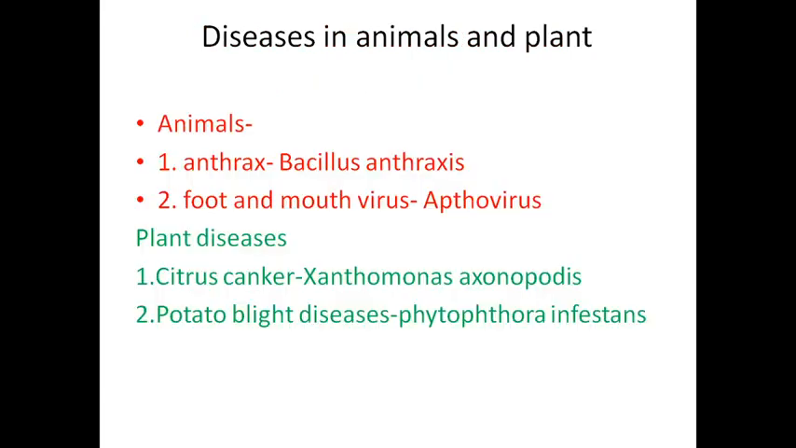Next one is diseases in animals as well as plants. In animals, anthrax and foot and mouth disease. Foot and mouth disease normally occurs in the rainy season. The anthrax, what is the name of the organism?